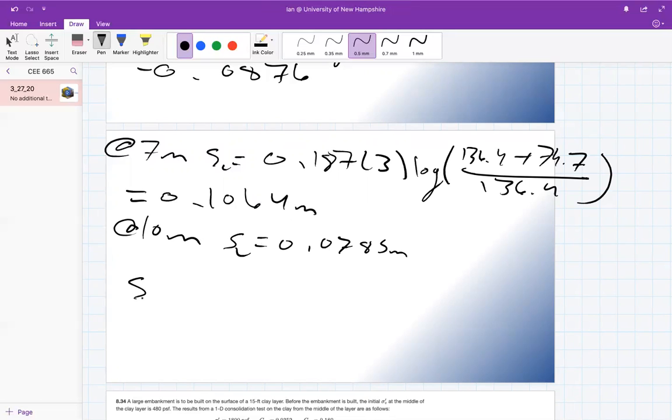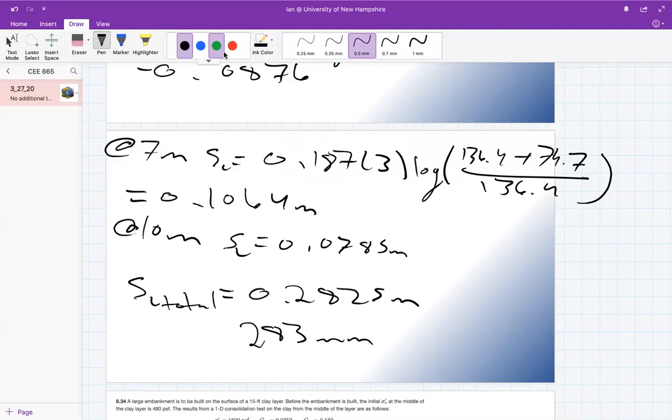So SC total will equal 0.2825 meters. And this is really small, and we want to report it in something that's somewhat meaningful, so we're going to change it to millimeters. So we get 283 millimeters, which is not a whole lot of settlement. I'm going to box this. And that's the end of this problem.